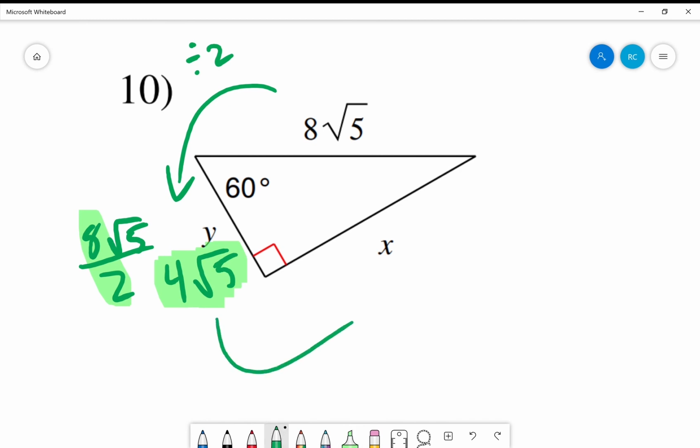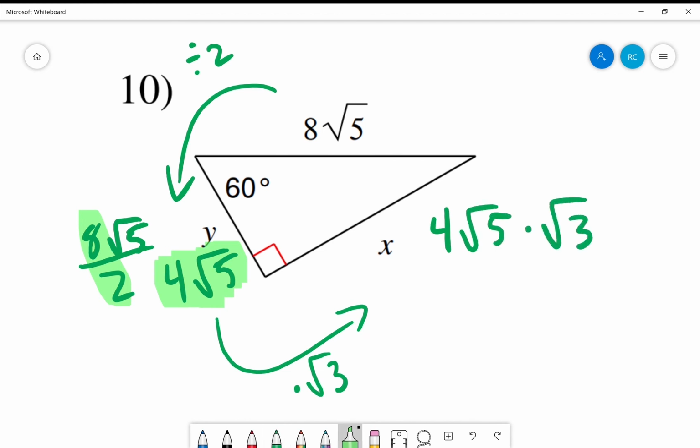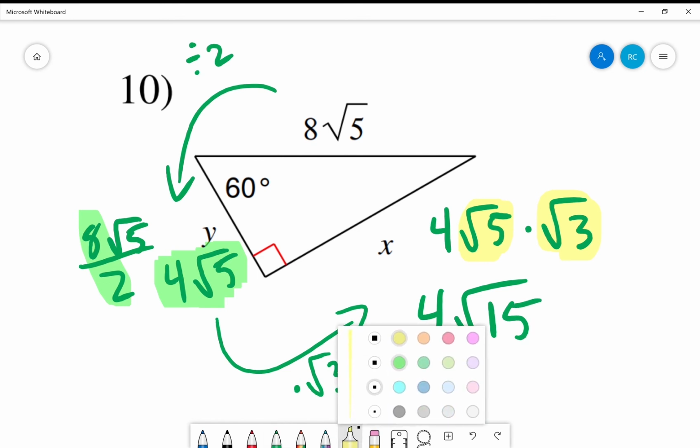To get from the short leg to the long leg, we need to multiply by the square root of 3. So we get 4 times the square root of 5 times the square root of 3. Again, square roots multiply with square roots. 4 does not have anything to multiply with, so we get 4 times the square root of 15, which is our answer.